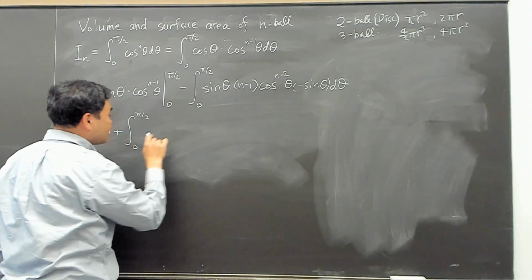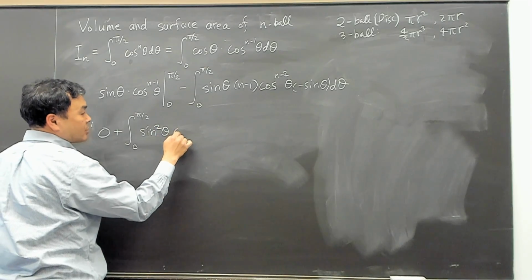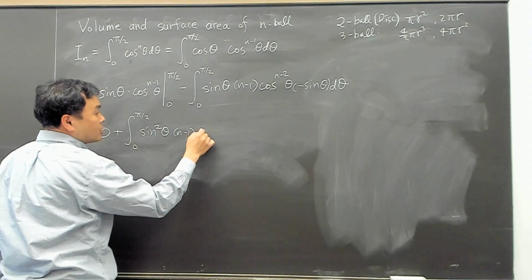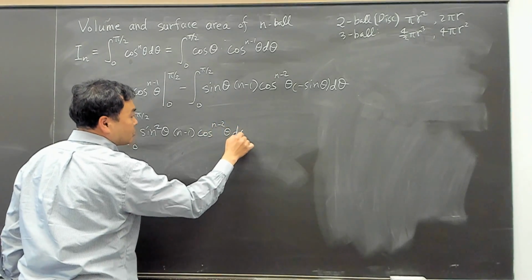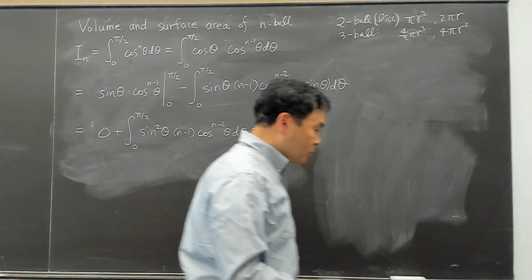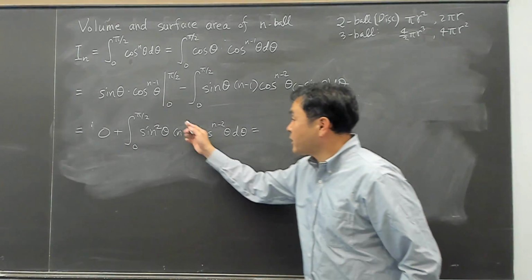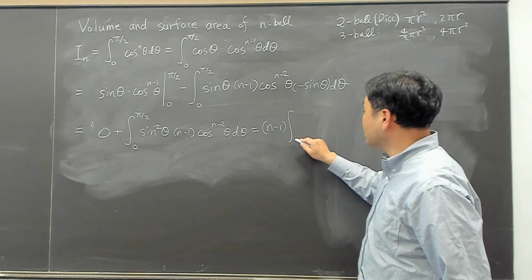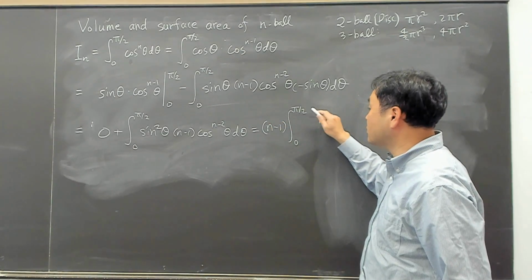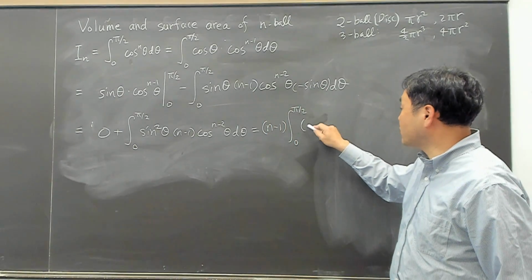Sine times sine is sine squared. And then you have n minus 1 cosine n minus 2 theta d theta. Since n minus 1 is a constant, let's move it outside the integral. So I'm going to put n minus 1 here, integral from 0 to pi over 2. And then I'm going to rewrite sine squared as 1 minus cosine squared.